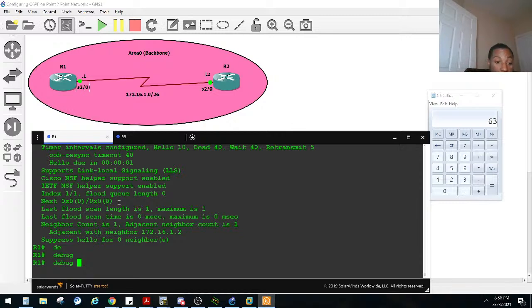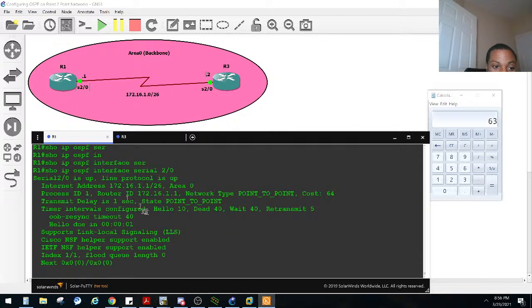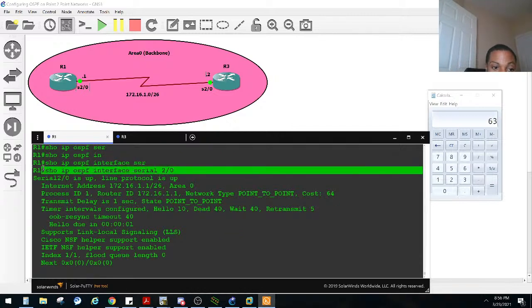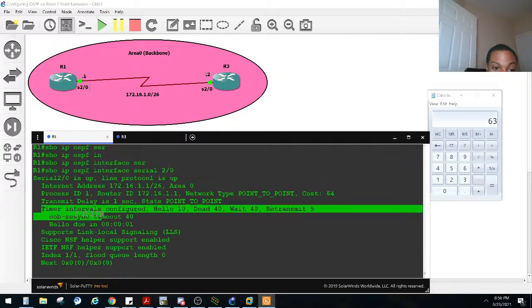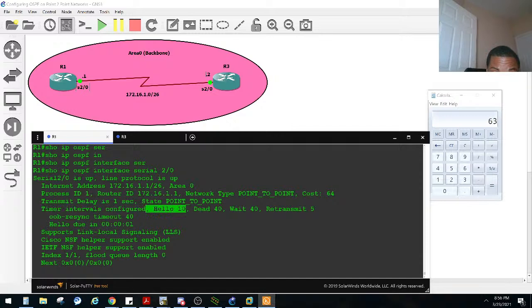So what we wanted to see was how often it's saying hello, instead of doing what I was doing earlier with the show commands. Oh, there were the defaults right there, like I was mentioning. So you do show ip ospf interface, and that's the intervals I was looking for. Timer intervals configured: hello every 10 seconds, dead every 40 seconds. And then we're going to wait 40 seconds, and then we're going to retransmit again to see if he actually is dead, right? And we're going to check again.